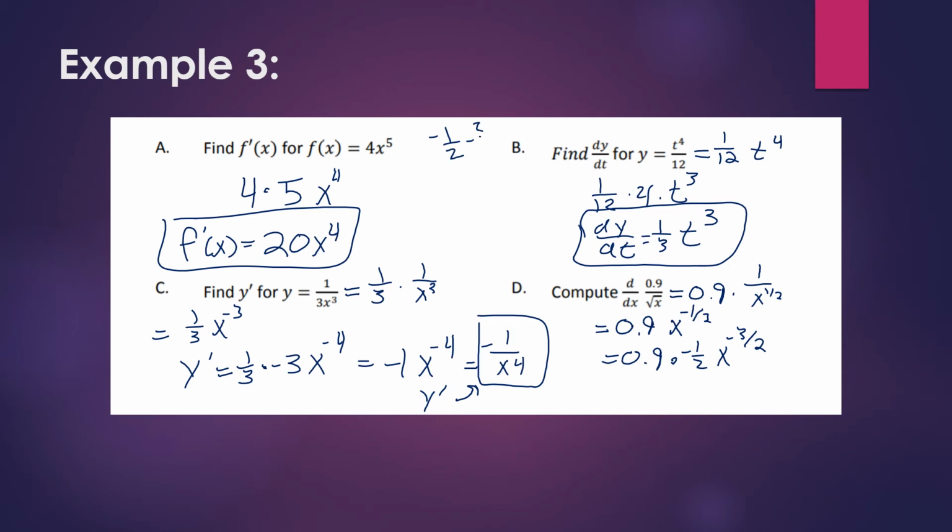-1/2 minus 2 over 2 is -3/2. That's where I'm getting the new exponent. And then from here, I can just multiply this together. So I'm going to get -0.45 x to the -3/2. And that would be my final answer.